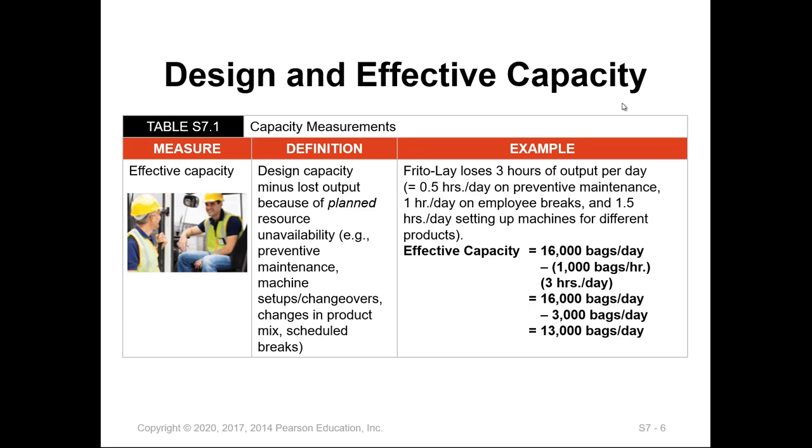So based on that, the effective capacity will be 16,000 bags per day, that's the one that we calculated, minus the 1,000 bags per hour multiplied by 3 hours that will be lost. And that will be 16,000 minus 3,000. So now we are left with 13,000 bags per day. And that's what we call the effective capacity. So although the design capacity for the machines is 16,000, the effective capacity is 13,000.